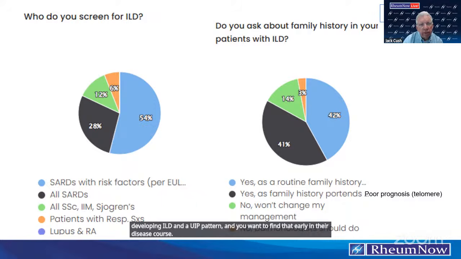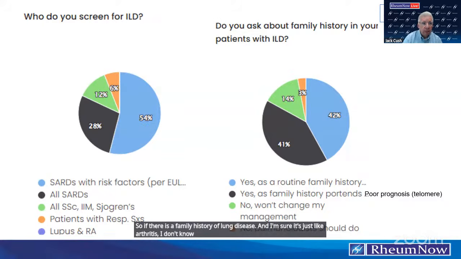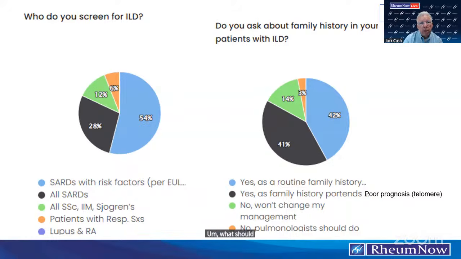So if there is a family history of lung disease, and I'm sure it's just like arthritis, I don't know what kind of lung disease, but my father and my uncle had that. What should you be doing about that? Should you be ordering MUC5B? Should you be doing telomere testing? What's the next step?